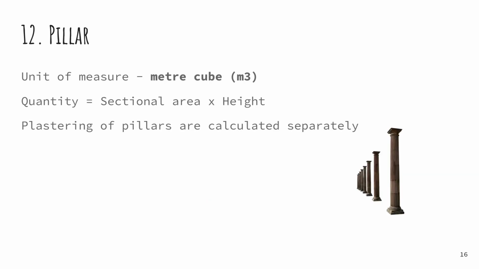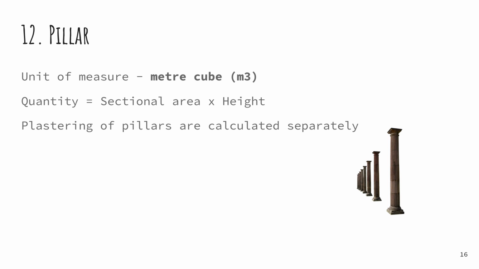The next one is pillar. So what is its difference from a column? A column is meant to be a structural member, something which takes the load. But when we use the term pillar, it could be a load-bearing structure or a non-load-bearing structure. Okay.